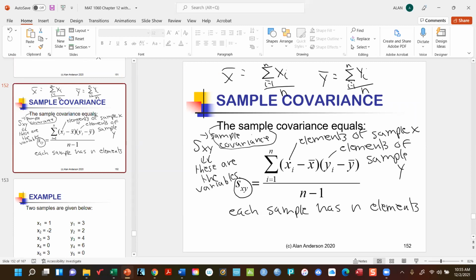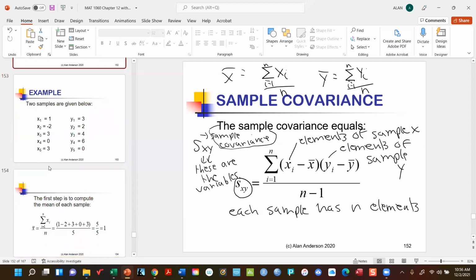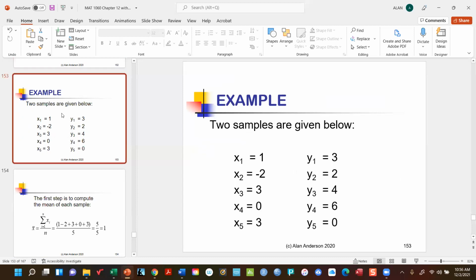So look at this formula. Oh my God. We have to go through all the X's, subtract their mean, do the same thing with the Y's, and then multiply them together. In the denominator, we have the common sample size of the two samples minus 1. All right, so let's look at some actual data. Now, the first thing we need to do is calculate the means of the two samples. And of course, as I think I mentioned, the two have to have the same number of elements. And here they are.